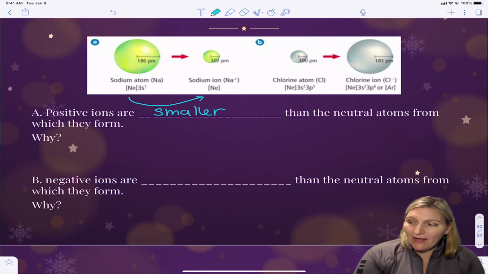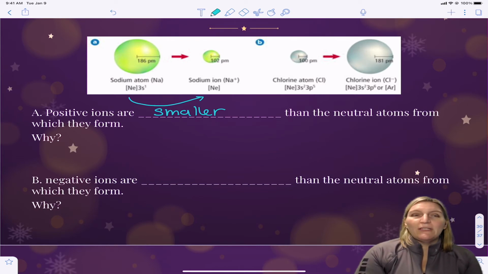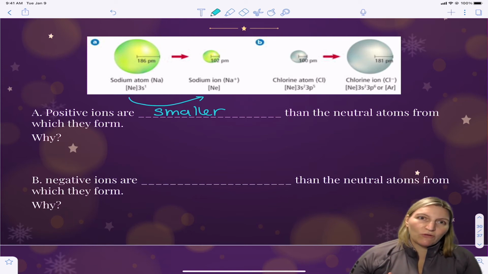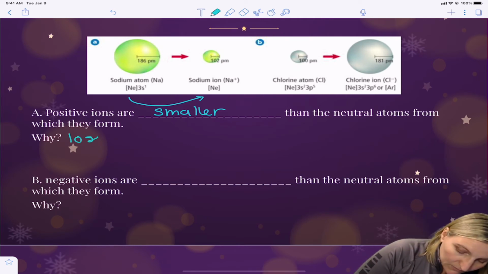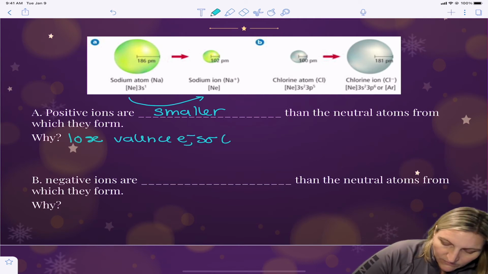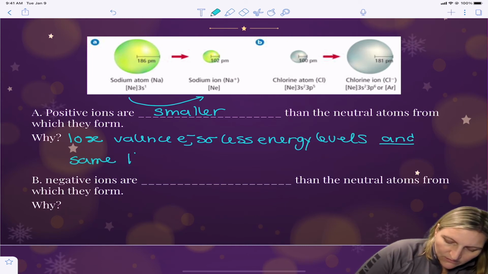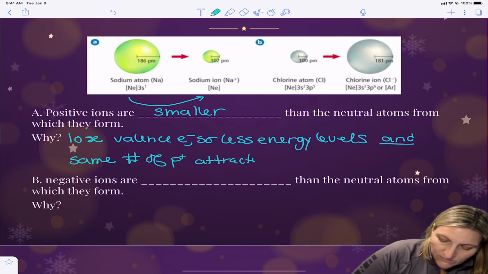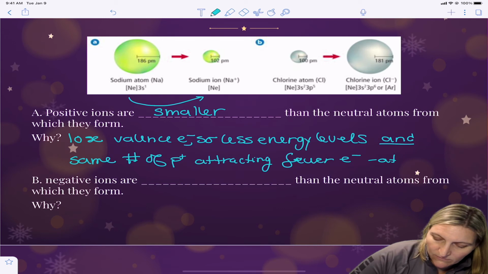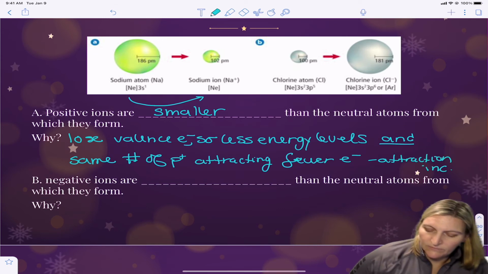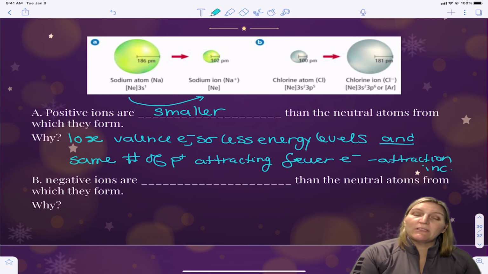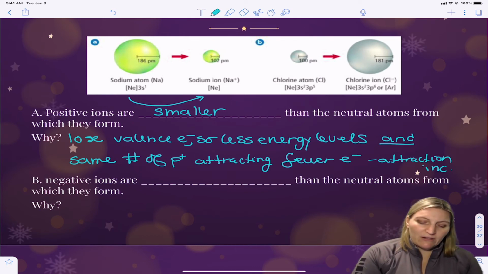And the reason why is because when you lose your valence electrons, you lose entire energy levels. You have the same number of protons pulling many fewer electrons, and therefore the ion is much smaller. Right, we would have a greater attraction between those outer electrons and the nucleus. The ion is much smaller.